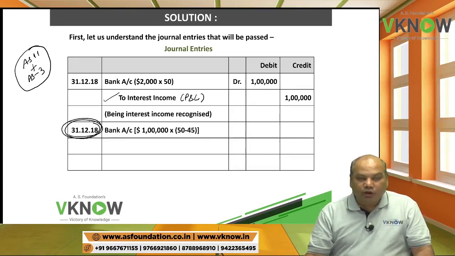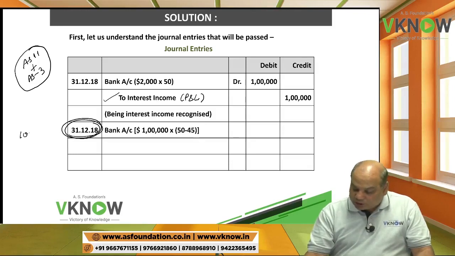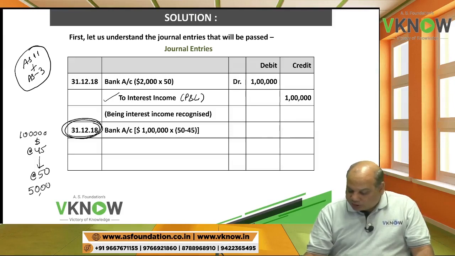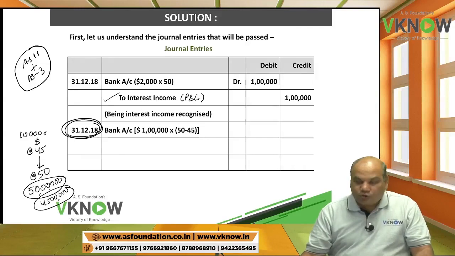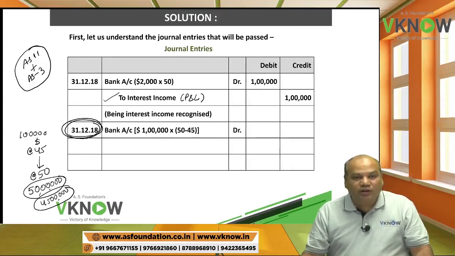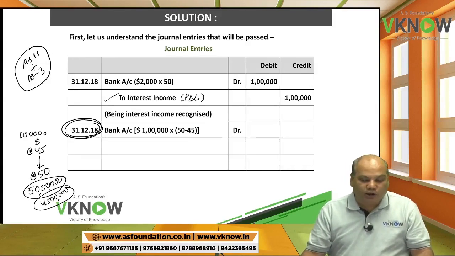31/12/18. Now we have opening balance $1 lakh, which was recorded at 45. Now the rate is 50. So I will have to restate the opening balance to 50 lakh, whereas in the books it is 45 lakh. Therefore, there will be an unrealized exchange gain of 5 lakh rupees.